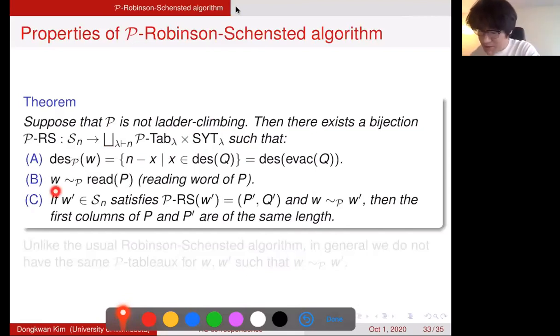And W is the reading word of P. I should have mentioned what P is. P is actually this part, and Q is actually this part. So this one also respects the Knuth equivalence class. And the third part, the C part, is basically it gives you the same length condition, the second part of the main theorem. The partitions will have the same length. So the length of the first column is equal for each equivalence class. And this is not true for ladder-climbing posets.